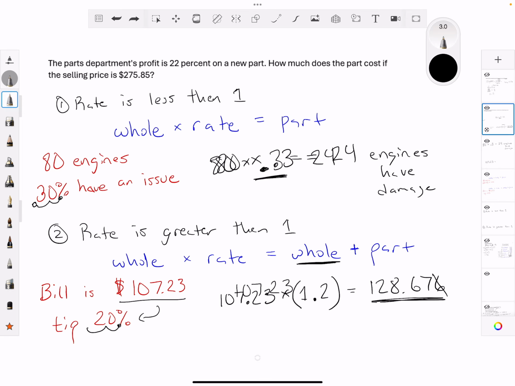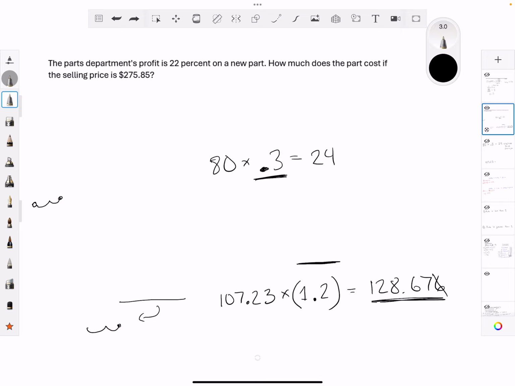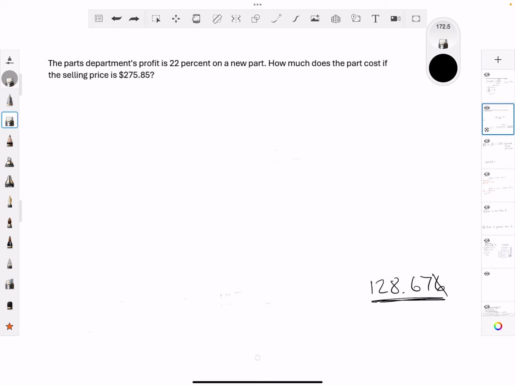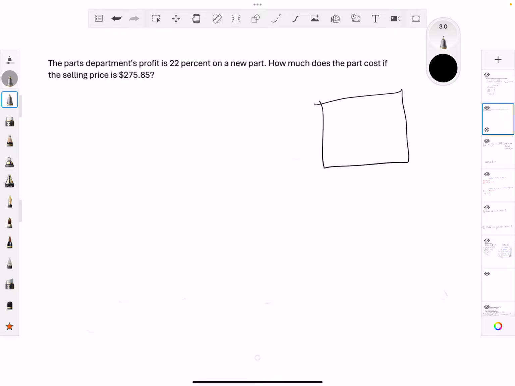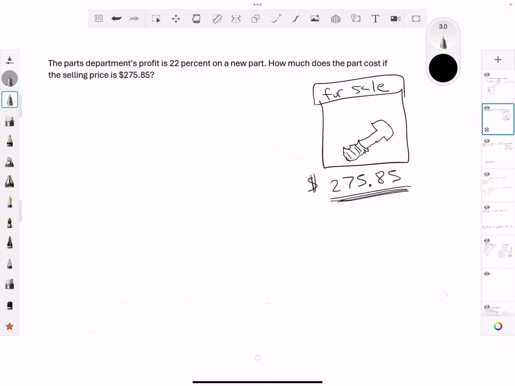All right, so let's go to the problem, which is here. This says the parts department makes a profit of 22%. So you have this part over here. Here's a part. It says for sale. And here's my part, whatever it is. I'm selling this part. It looks like some sort of expensive bolt, $275.85. So this is what I charge customers for. That is not the part I paid for. I'm going to buy it for less and sell it for more so I can make a profit, right?